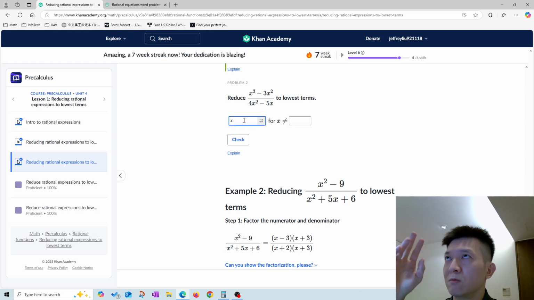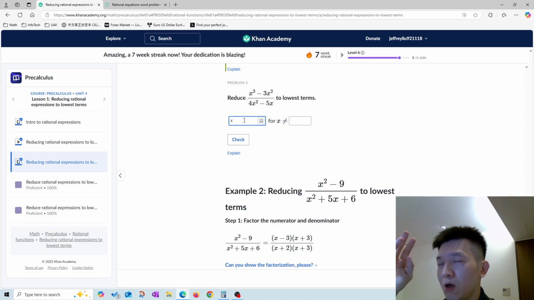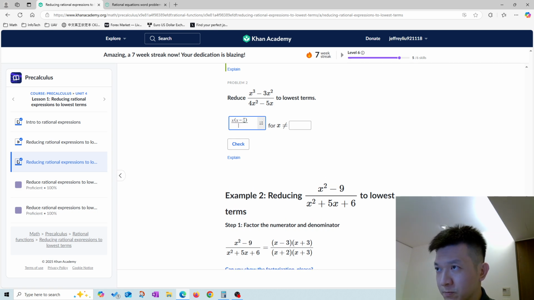So you have x squared upstairs and x underneath it, so you're going to cancel out an x, right? So upstairs will be x minus 3, divided by x times 4x minus 5, and x cannot be 0, right? I know that x cannot also be 5 over 4, but you cannot type in 2 answers.